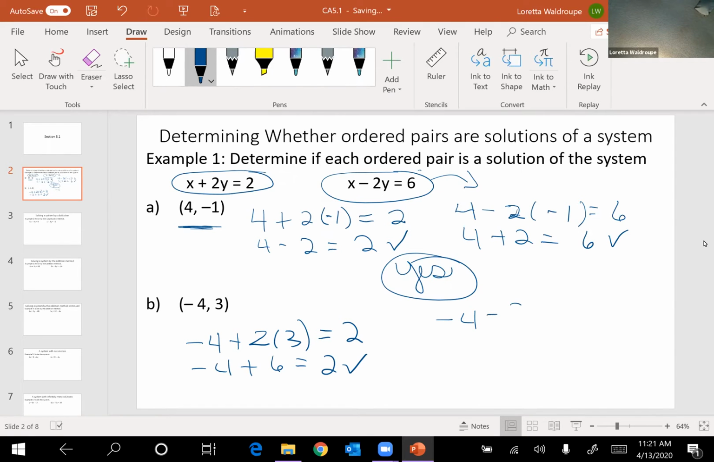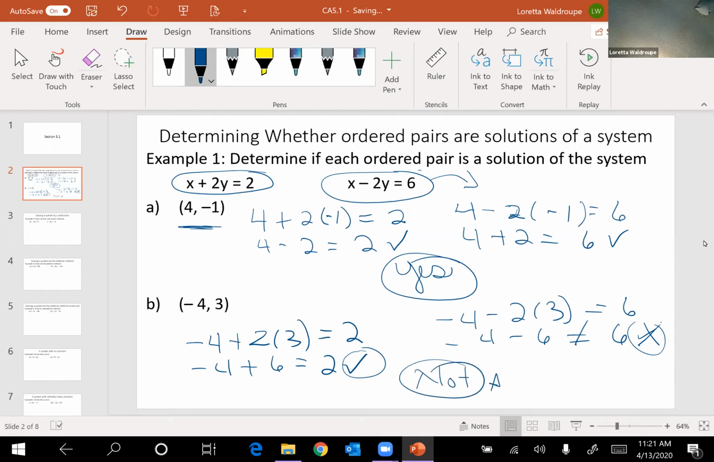Negative 4 minus 2 times 3. So negative 4 minus 6. That doesn't equal 6. So this is not a solution. It works in one, doesn't in the other. No, it's not a solution. That's how you determine, is an ordered pair a solution? Okay?